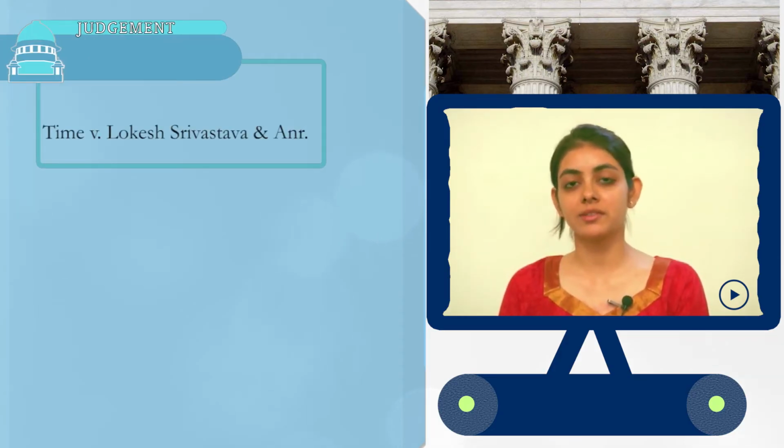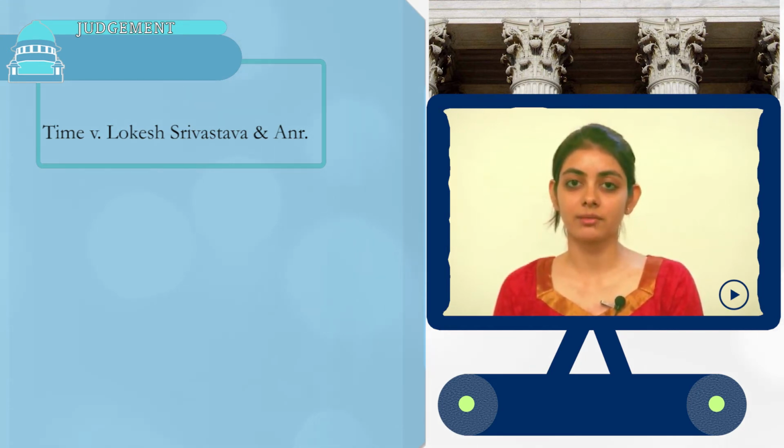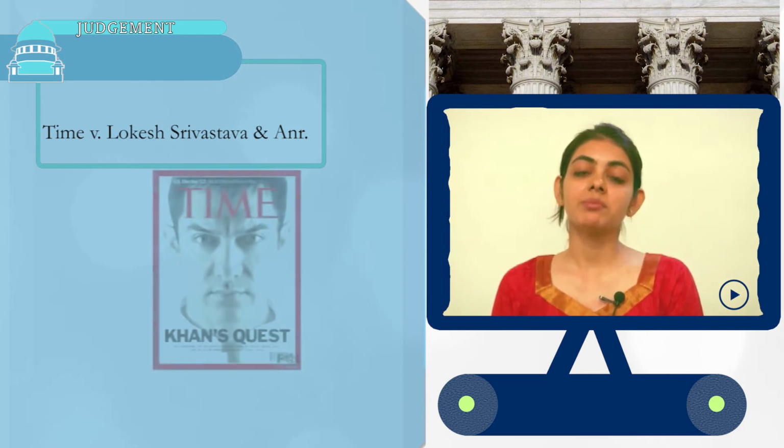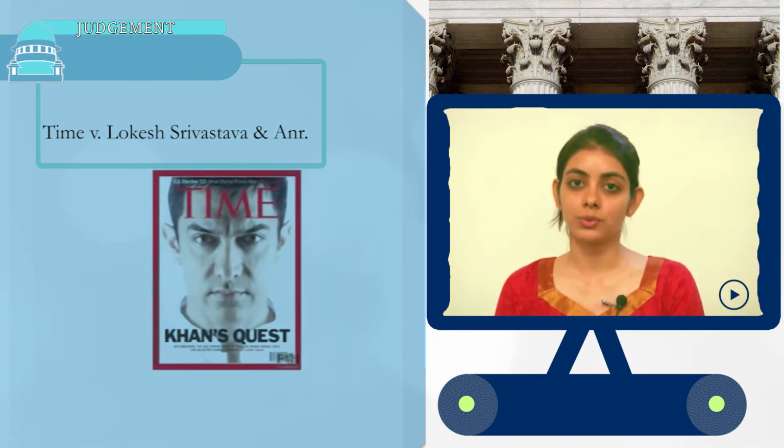In the case of Time v. Lokesh Srivastav and another, the Delhi High Court elaborated on the concept of punitive damages and explained the difference between both compensatory and punitive damages. Now, in this case, Time magazine had sued a party in India for infringement of its logos, which were both Time, Time Asia and the red border of the Time magazine.